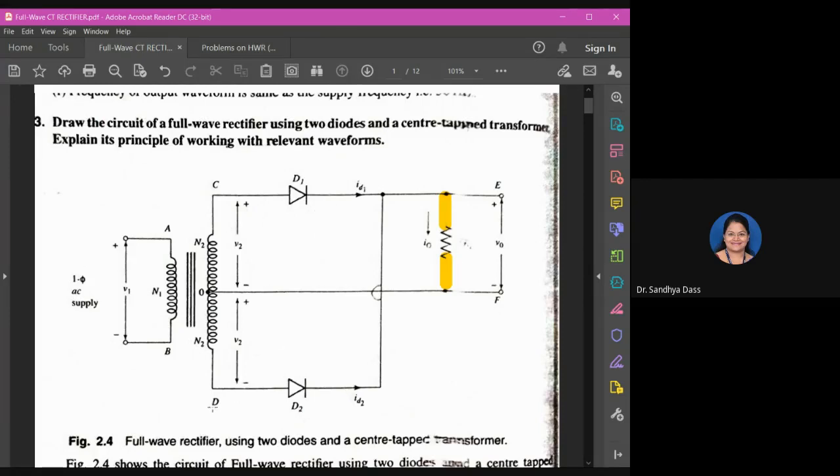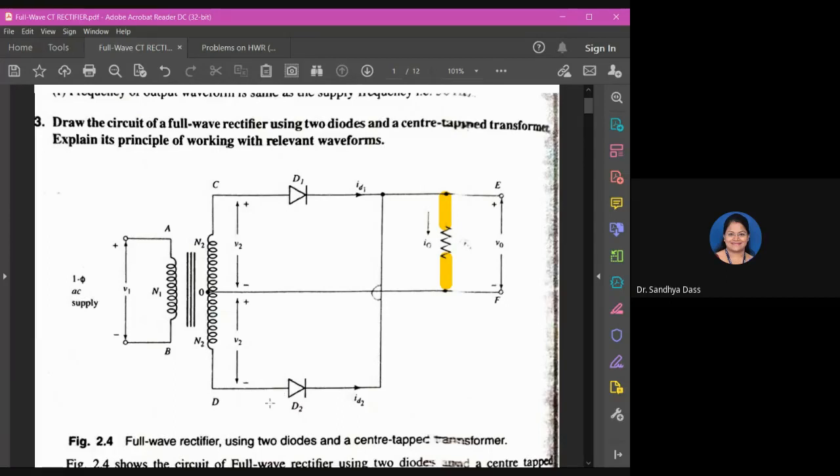When D is positive and C is negative at the secondary of the transformer, D1 will be turned off and D2 will be conducting, right?